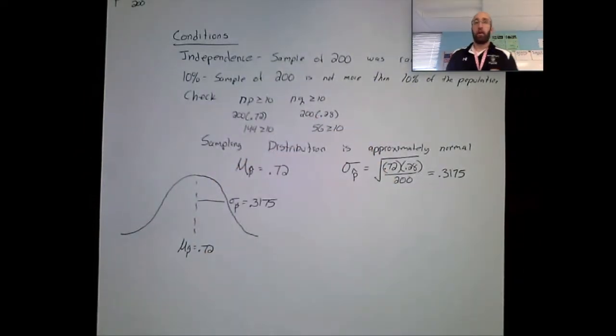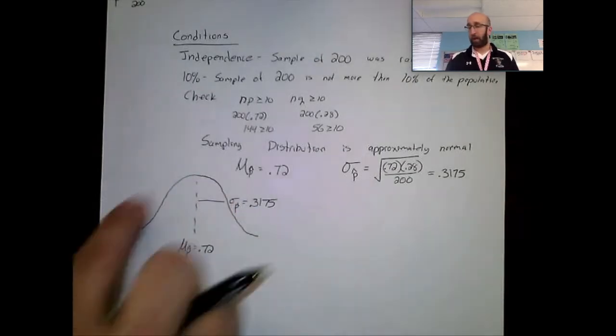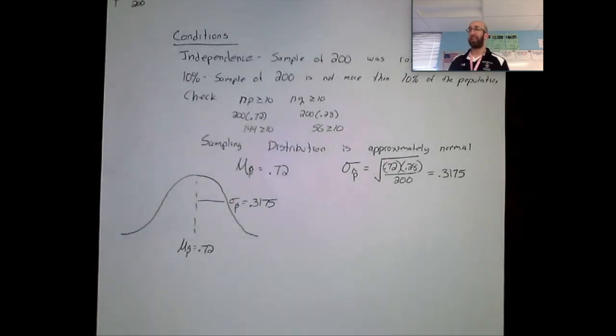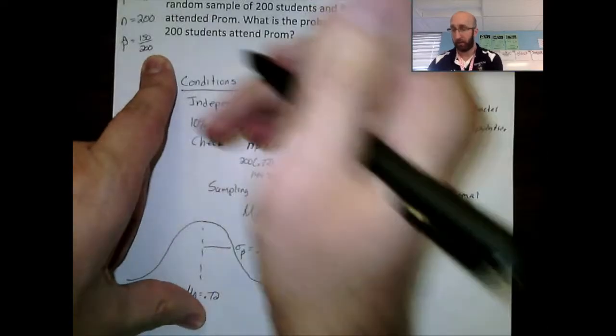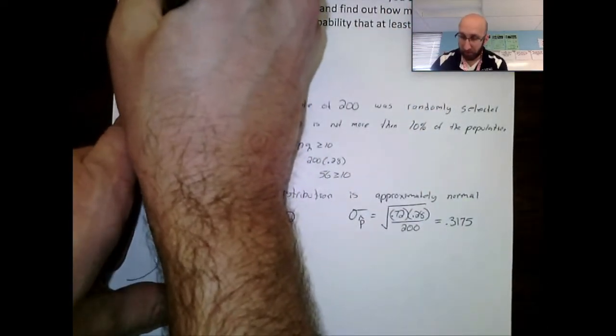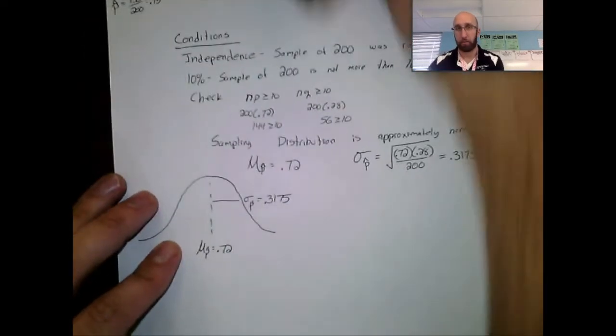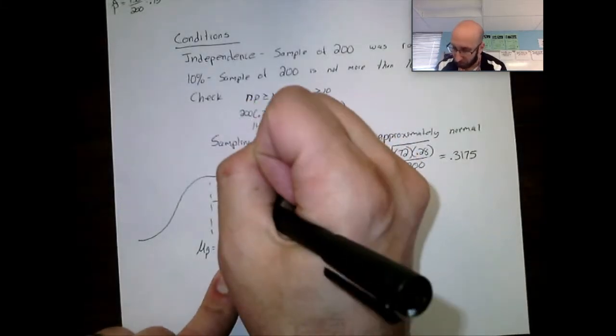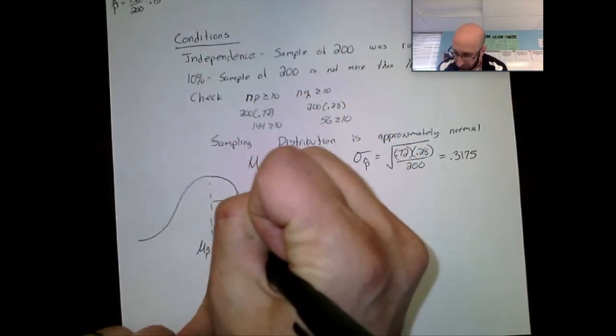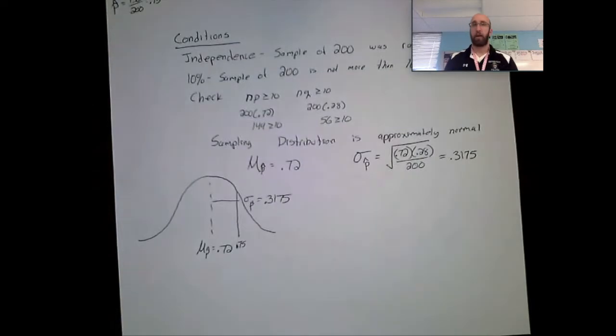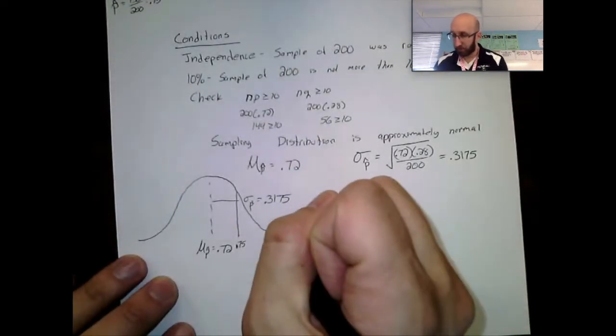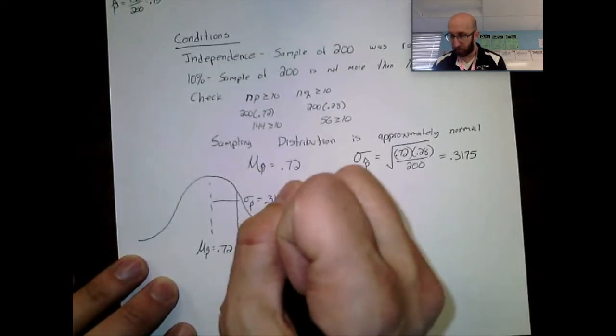Okay, so let's get to actually tackling the question here. I have my distribution. They want to know what's the probability that at least 150 of the 200 students attend prom. If we're talking 150 out of 200, that's a p hat. That's 0.75. So my cutoff point, 0.75, would be over here to the right, about here. They want to know the probability that at least 150 of the 200 students attend prom, so that means I want the area above.